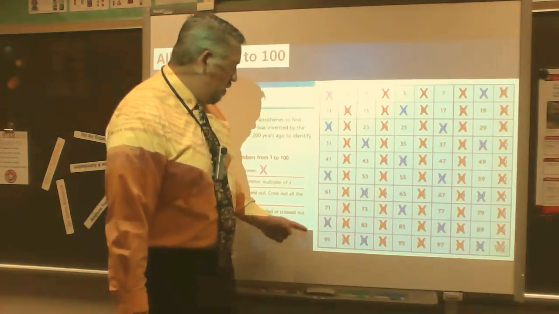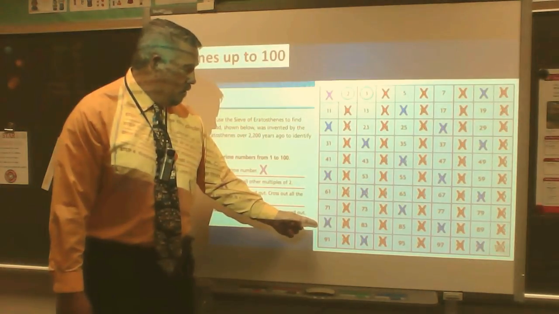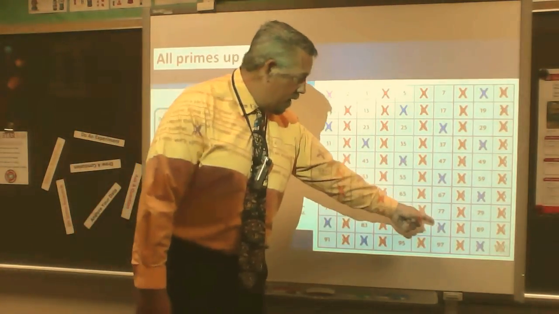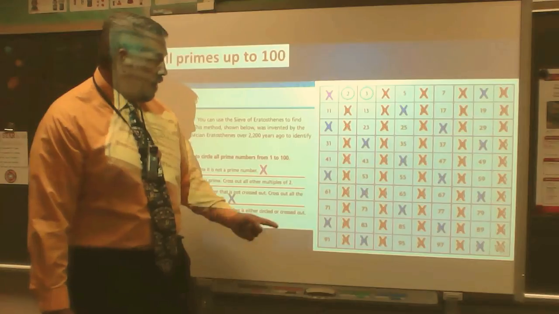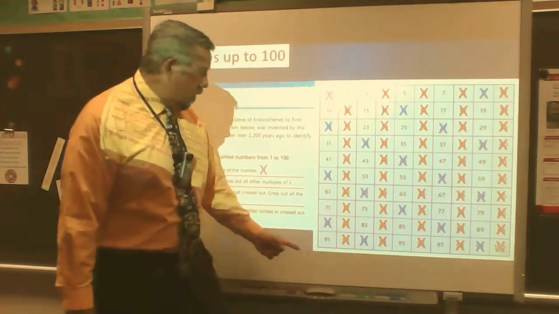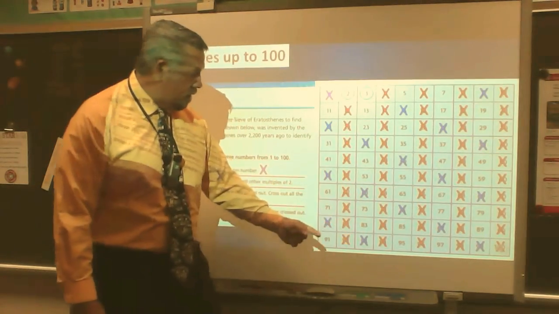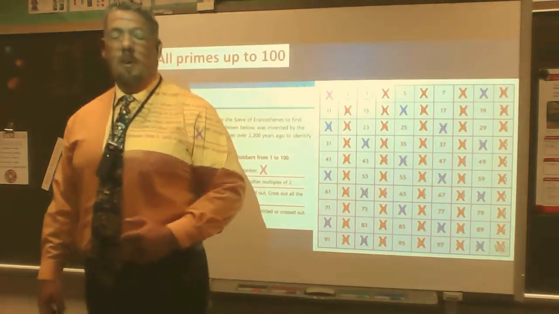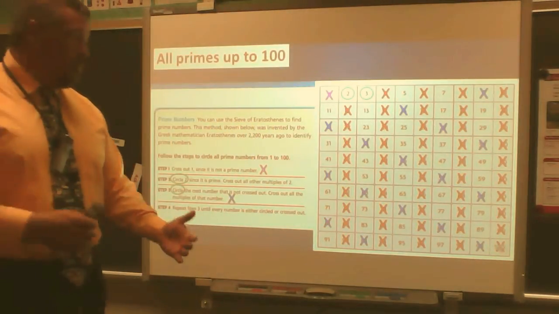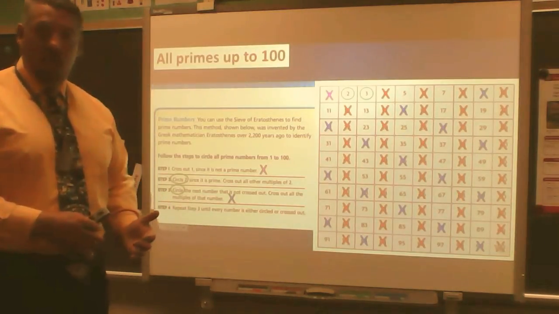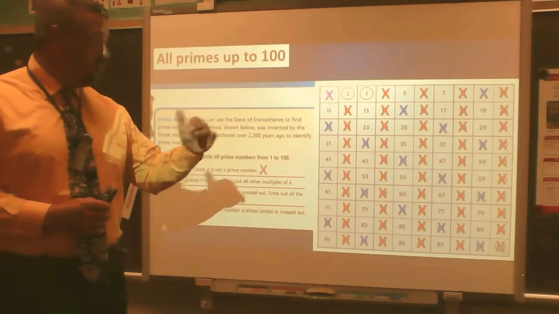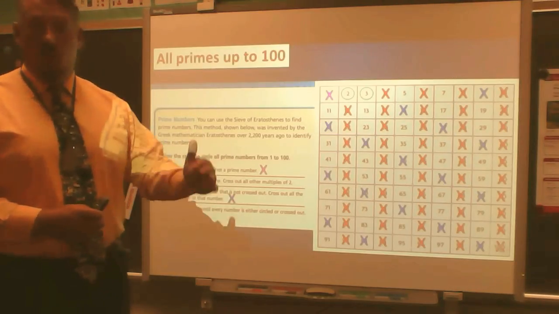78 is done, cross out 81. 84 is done, cross out 87. 90 is done, cross out 93. 96 is done, cross out 99. So once again, if you don't have all of those crossed out, then pause the video, fill them in with your cross or your X's, and then we go on to the next one.